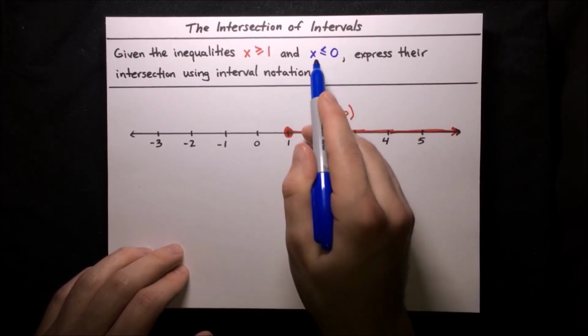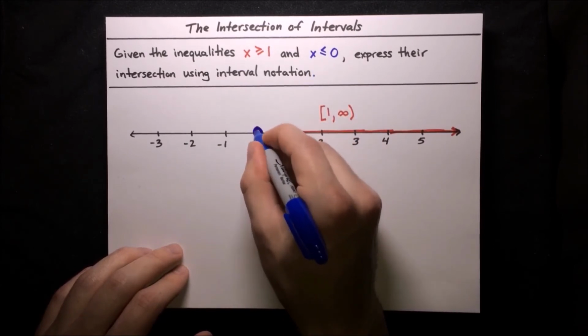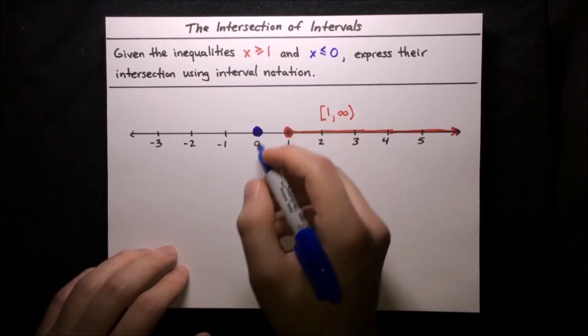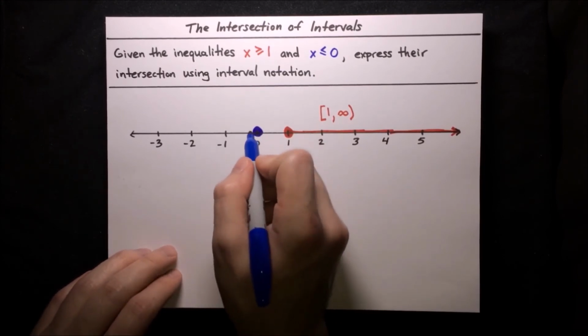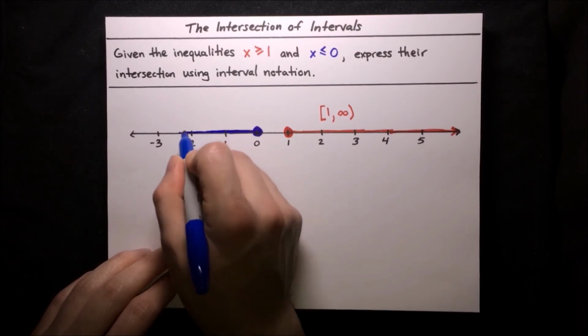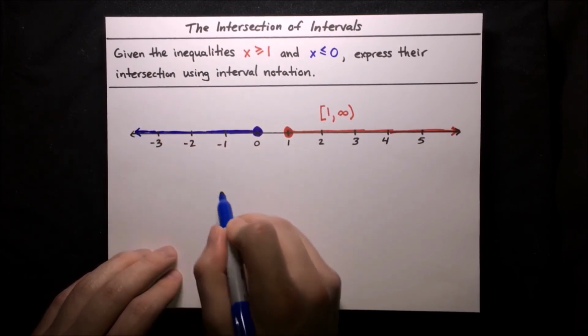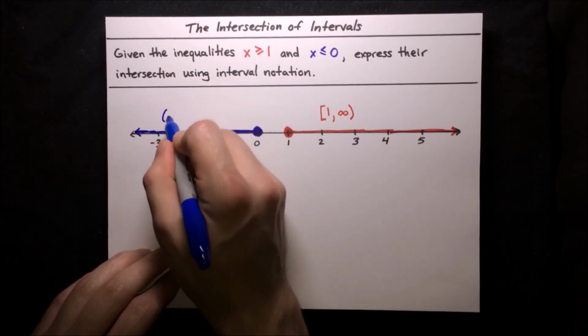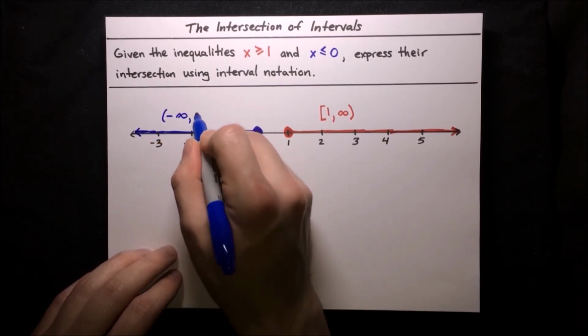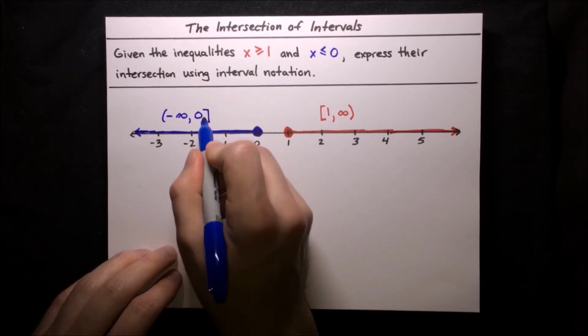Now the other inequality, x is less than or equal to 0, starts at 0, so put a circle at 0, fill that in, and that goes to the left of 0, because everything less than 0, towards the negative. So it's going towards negative infinity. And then when we turn that into interval notation, it's going from negative infinity all the way to 0, and then 0, since that's a closed circle, gets a bracket.